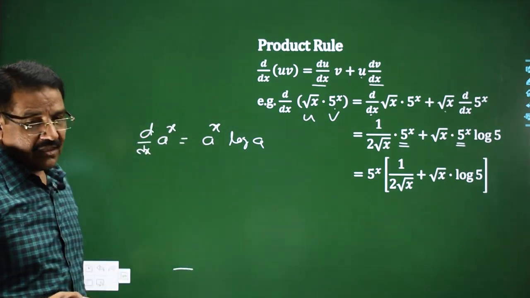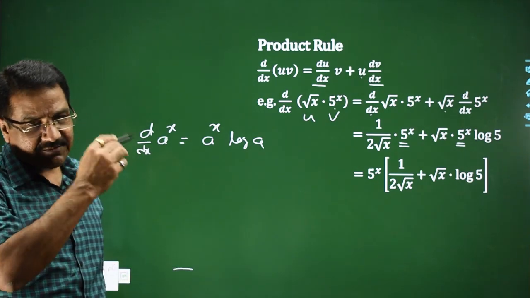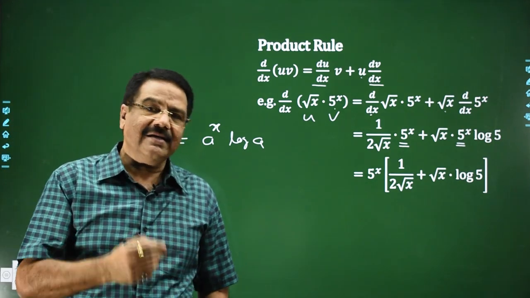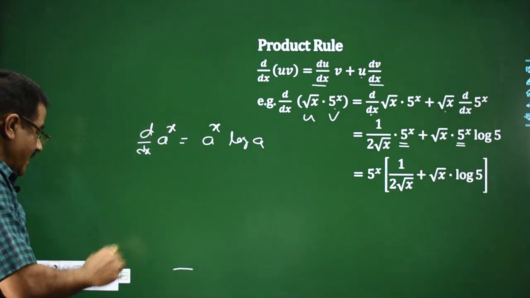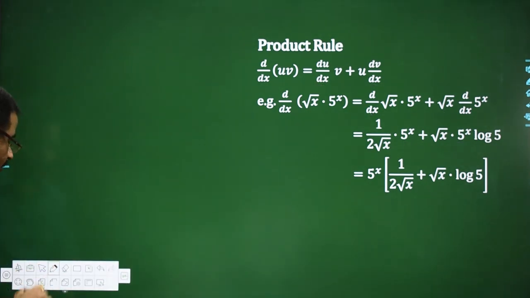So, we have seen rule number 1, that is d by dx of ku, k must be taken outside and we have to take the derivative of u. Then the second rule we studied, that is the sum and difference rule, and the third rule that we have studied is nothing but the product rule. Okay. Now, let us proceed further.